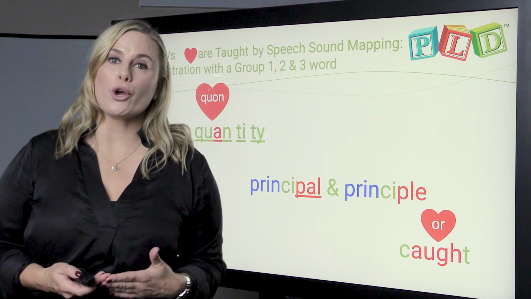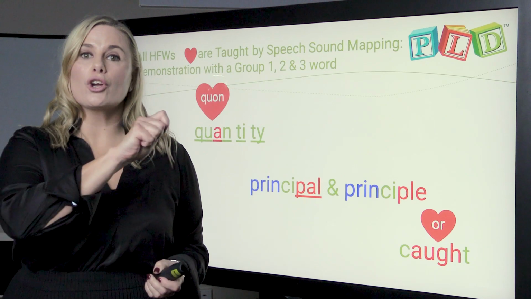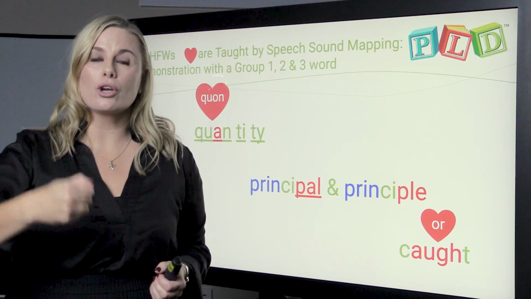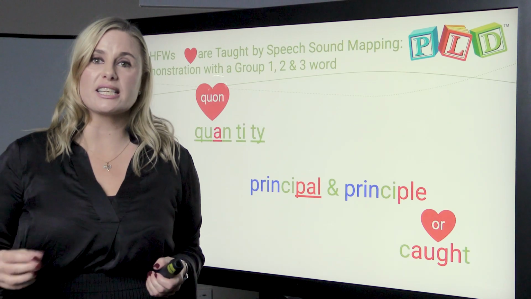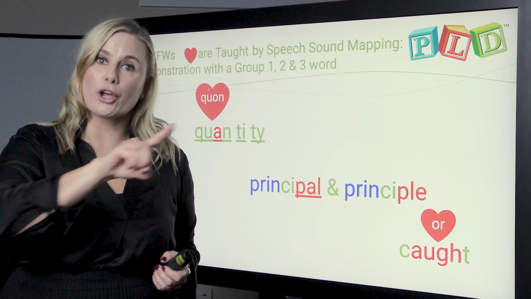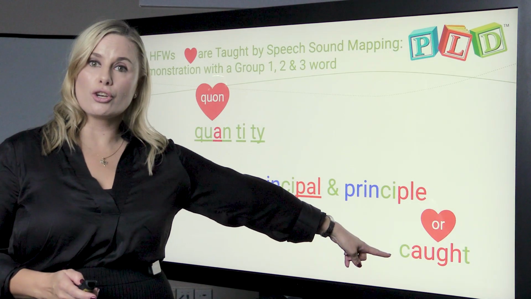Group 3, your word is court. What are the sounds in court? I have k, or, t. Court. Let's map the irregular parts first. My initial sound is k, represented by c. My final sound is t.